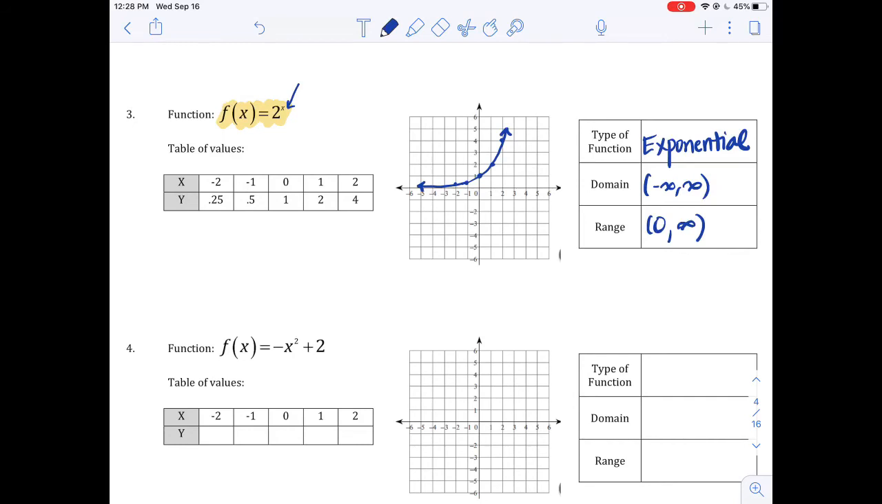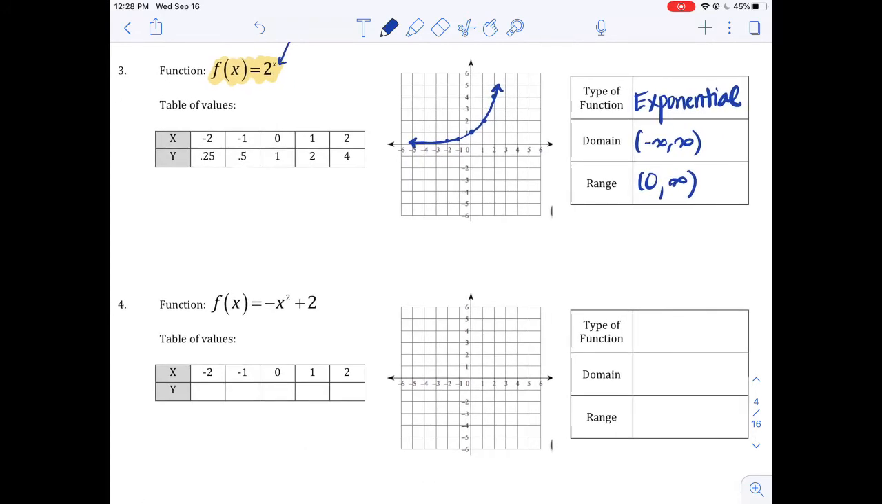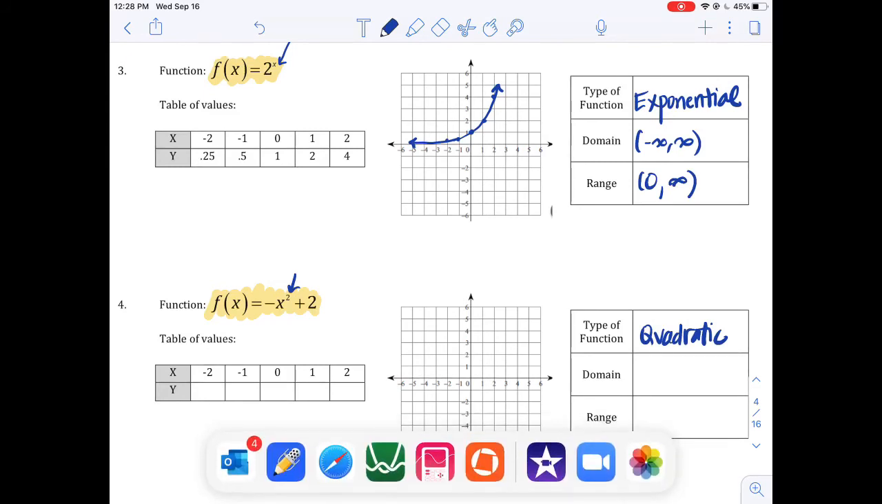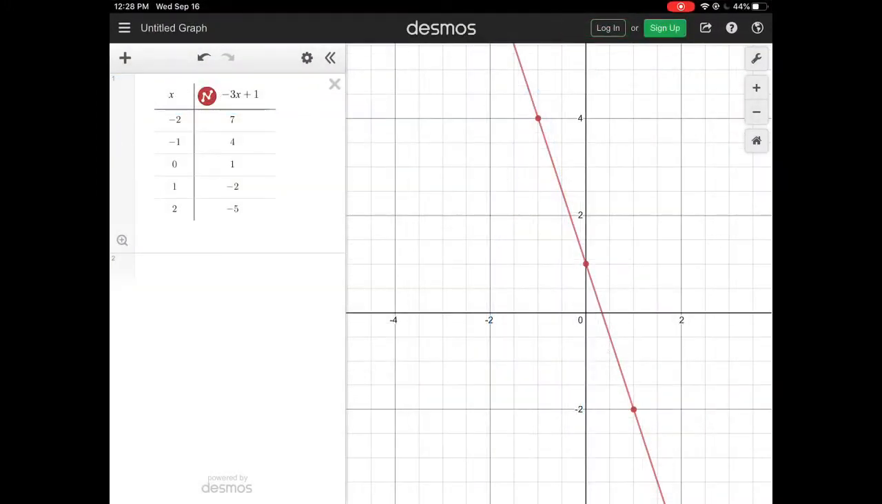Okay, so the last one is a given function. When I look at this guy, you should notice that the highest exponent is a 2, which tells us it's a quadratic function. That tells me it should be in shape of a parabola. When I look at the table of values, I do need to fill things in, so I'm going to use Desmos for this. I just keep alternating back and forth just for fun.